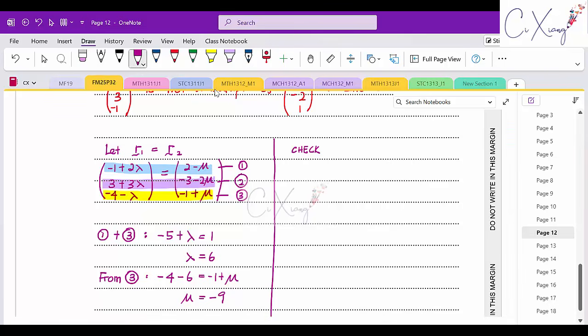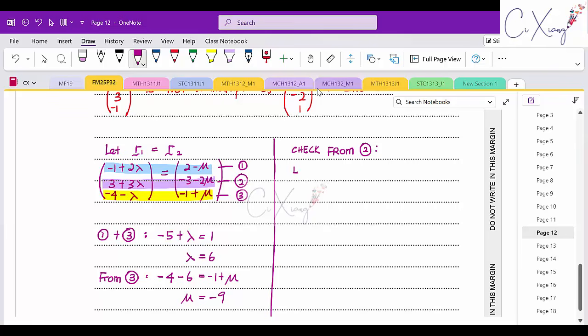So if just now you used the first and second equations to solve for lambda and mu, then for the checking part, you have to use the third equation. You check by using the equation that you didn't use to solve for lambda and mu. I solved using 1 and 3 just now, so now I have to check from 2.